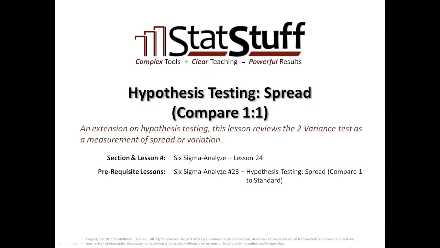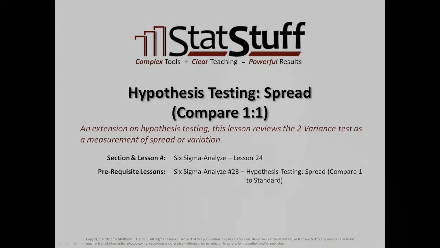This lesson is part of an extended series on hypothesis testing in the analyze phase. In this lesson, I'll review the two-variance test, which compares the standard deviation of a continuous value to itself across different time periods, locations, or groups. I'll spend the first part of this lesson reviewing some of the critical concepts that can help you to understand how to use this test.